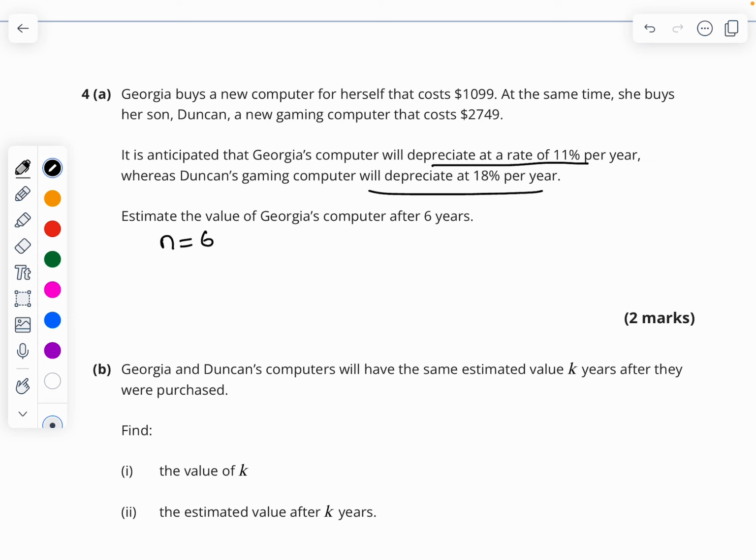So n is going to be 6. Present value, you are giving away the money, so therefore it's going to be minus 1,099 for the computer. Then interest rate is, as it says, negative 11%, because it is depreciating. Then PMT, there are no monthly deposits, so 0. Then future value we have to calculate, that is also 0. Then P/Y is 1 and C/Y is also 1 because it is annually. Then I will be calculating the future value, which should be nothing but 546.